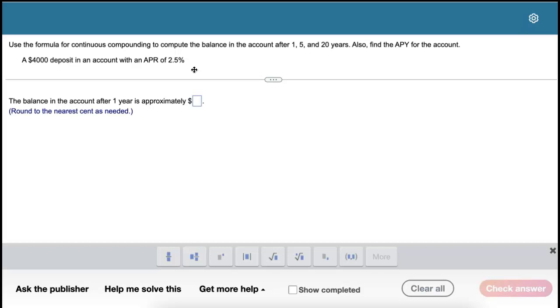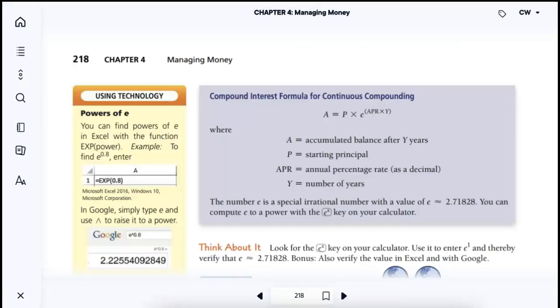This problem is completed in parts, and this first part is to find the balance in the account after 1 year. So what I did was I went back to our MyMathLab site and clicked on eText. When you go to eText, you can usually find the formulas. You can sometimes even find some videos embedded as well that relate to those formulas. But one interesting thing is there's not a whole lot of information here about using this particular formula on a calculator. So here is our formula.